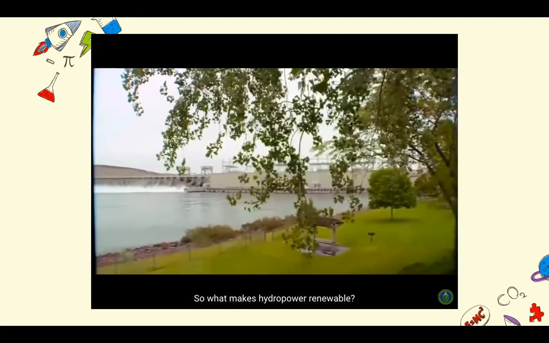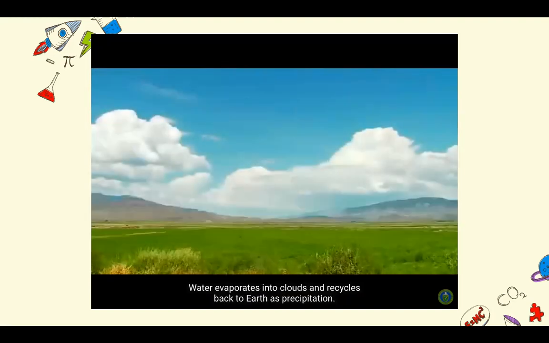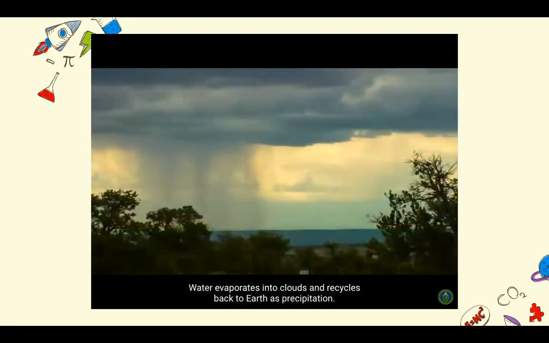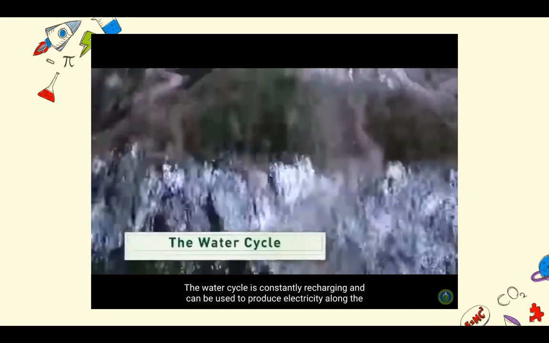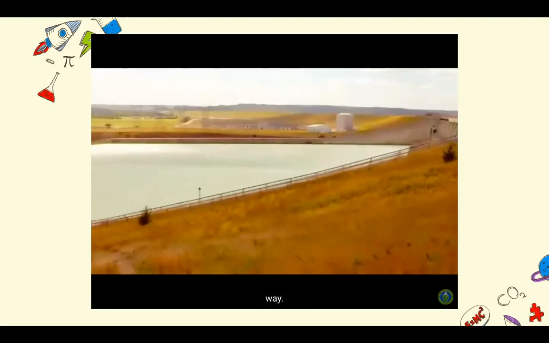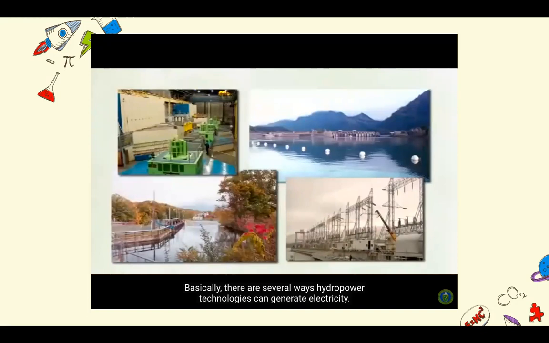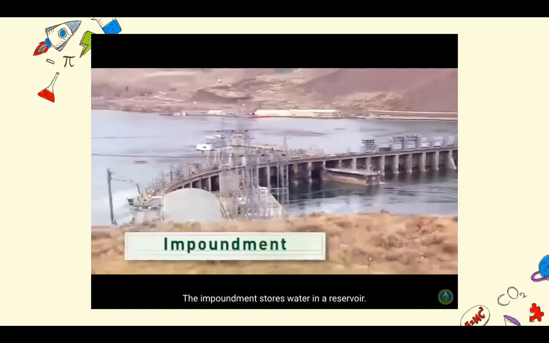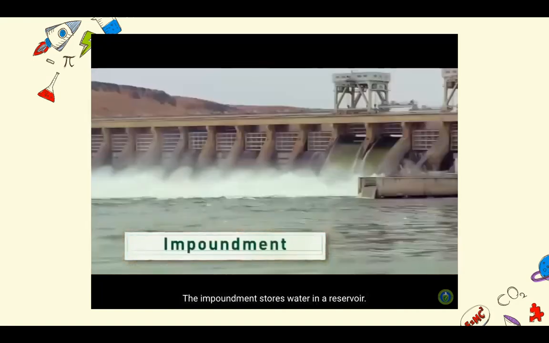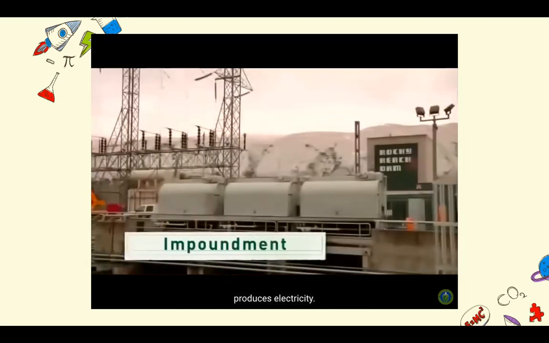So, what makes hydropower renewable? It's simple. Water. Water evaporates into clouds and recycles back to Earth as precipitation. The water cycle is constantly recharging and can be used to produce electricity along the way. How does it work? Basically, there are several ways hydropower technologies can generate electricity. You may recognize dams, like this one. This technology is called an impoundment. The impoundment stores water in a reservoir. When the water is released, it flows through and spins a turbine, turning a generator that produces electricity.